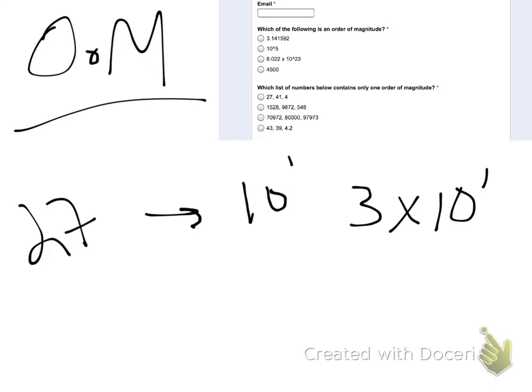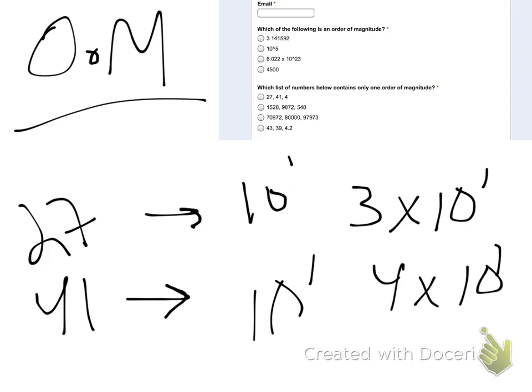That's pretty specific for order of magnitude. That's pretty darn specific. Why 3 times 10 to the 1st? Because you look at your rounding rules for that first digit. You're never going to have more than one digit for an order of magnitude estimation. Okay, what about 41? Order of magnitude? Also 10 to the 1st. And if we were going to do a much more specific order of magnitude estimation on that, we could say 4 times 10 to the 1st, but we would still say those are within the same order of magnitude.